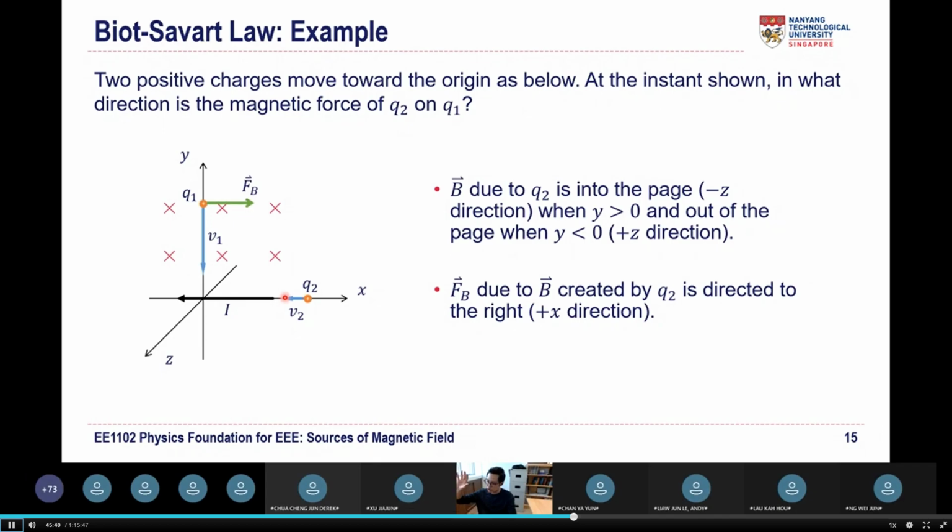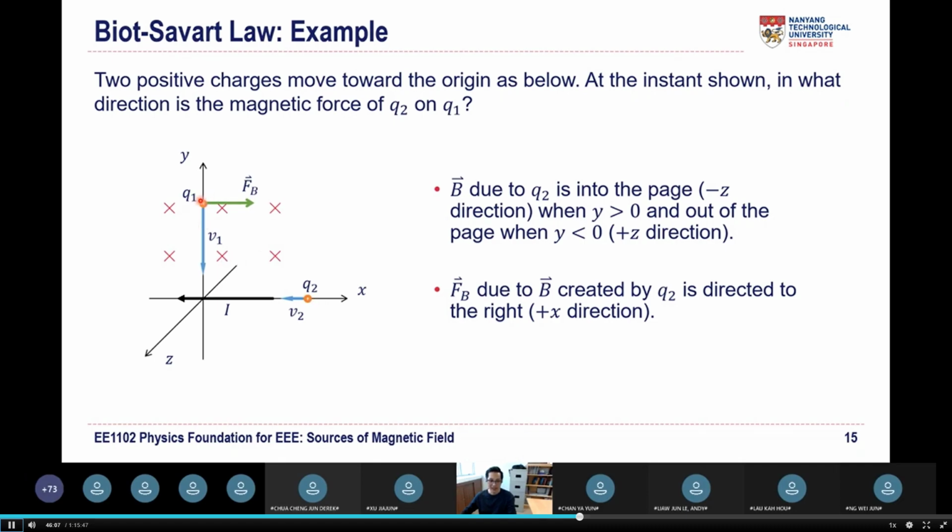Then you need to do a right-hand grip rule, and you place your thumb in the direction of the Q2, and then you put your fingers around it, wrap around it, and that will give you magnetic field coming out of the page on the negative y side and going into the page on the positive y side. And that is due to Q2, of course.